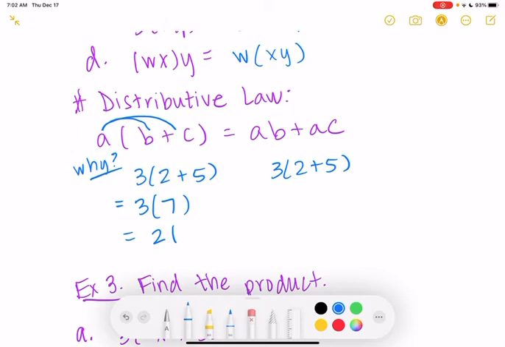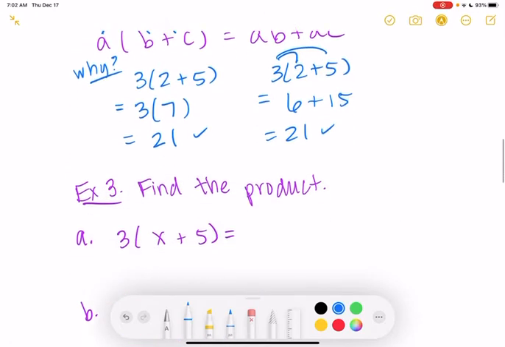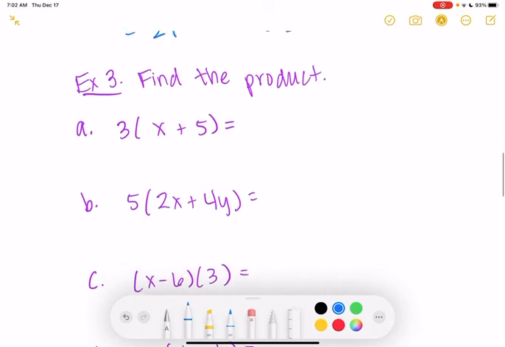But just to illustrate that this works, I'm going to be silly and show you that it is equivalent. So 3 times 2 is 6, and then plus 3 times 5 is 15, and 6 plus 15 equals 21. So again, you wouldn't actually do this. It was just me being silly, showing you why it works so that you believe that it's true, okay? So we have a few of them here.